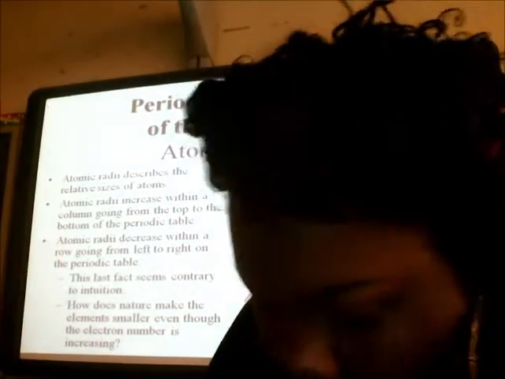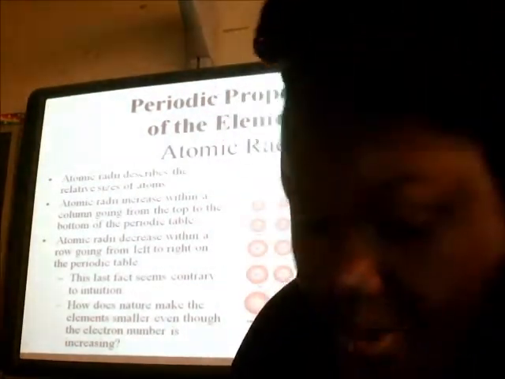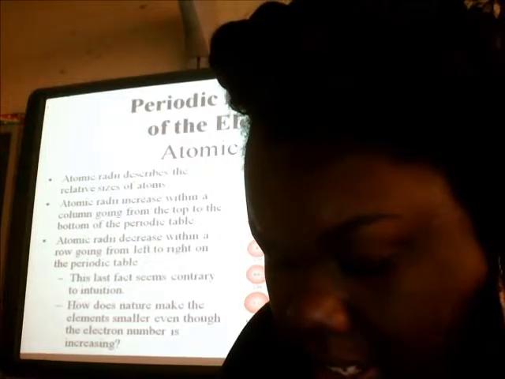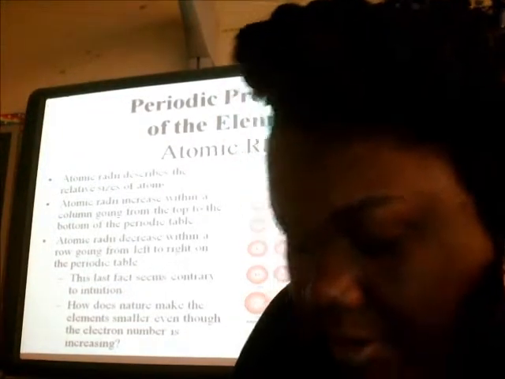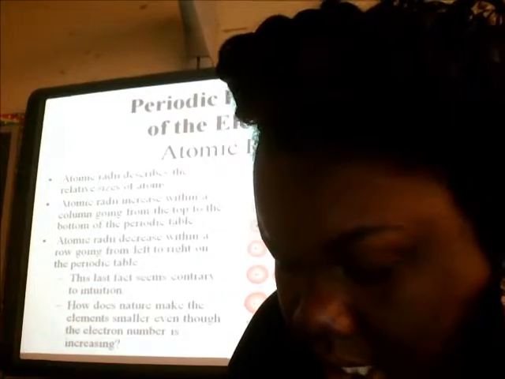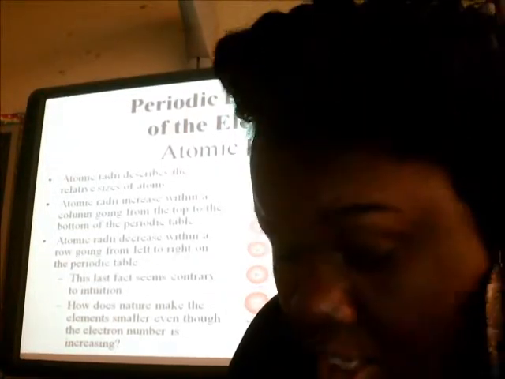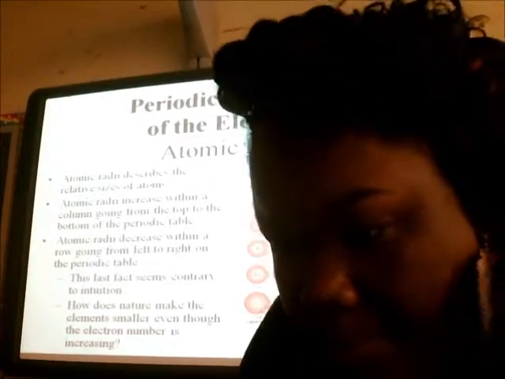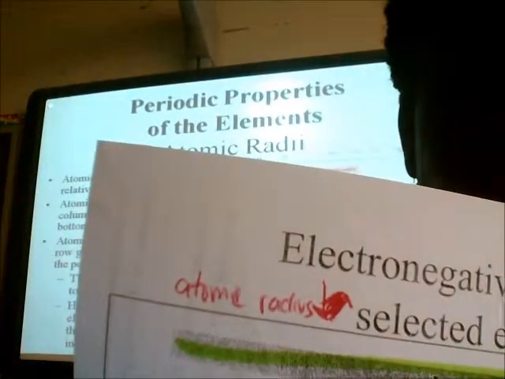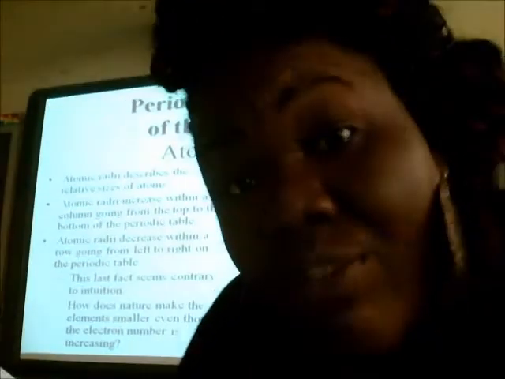increases. So you're going to write, and if you want to abbreviate with AR, you can, atomic radius and an up arrow. You're going to write atomic radius and a down arrow. Okay? Can you see what I've written? Atomic radius and a down arrow. So as we go from left to right, the atomic size decreases.